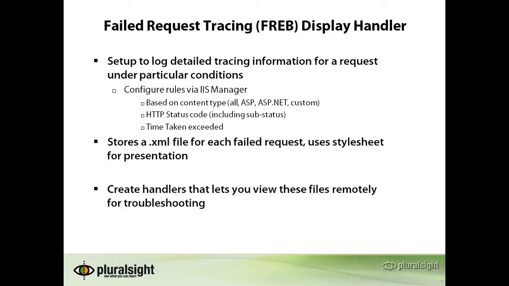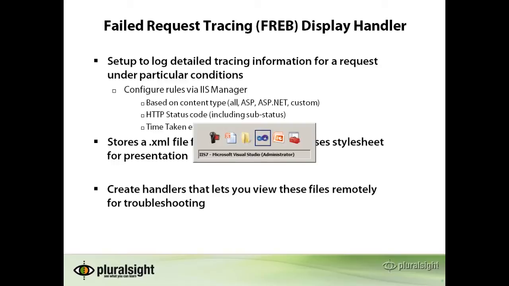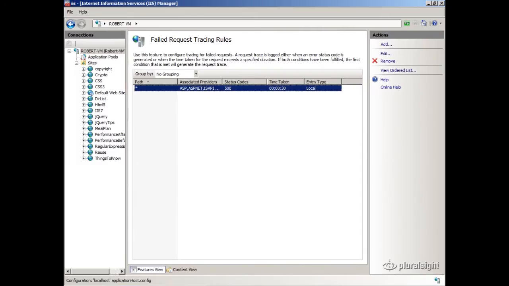The problem is these files exist only on the physical web servers. So I wanted a way to remotely access a particular server, have it show me all of the failed request files that are stored on the disk, and then use the style sheet to translate that into nice looking HTML so I can see how many problems I'm having when I'm remote to my server. So first let's look at how this feature works.